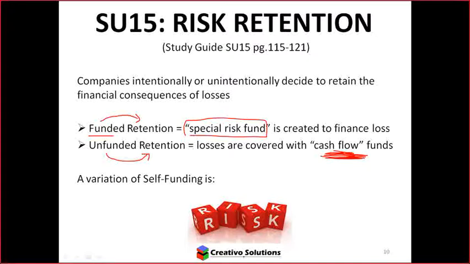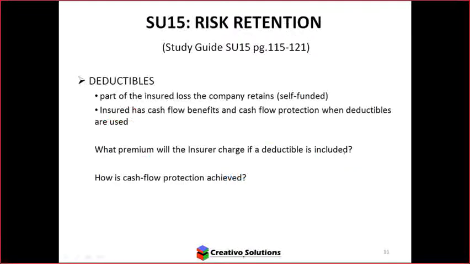So the one is you're creating a specific fund for it, and the other is you're just going to fund it with the cash flow that you have as a business. Make sense? Yes. Okay. A variation of self-funding is a deductible. A deductible is actually very similar to an excess. I want to try to relate it to something that you're familiar with. Using deductibles is self-funding. That's what we're dealing with. A deductible is the self-funding portion of the risk event that you have.